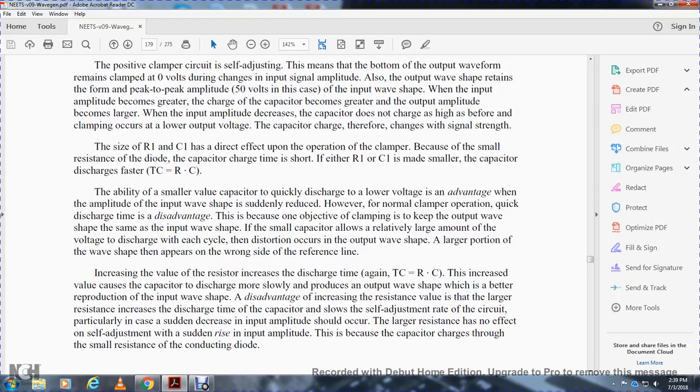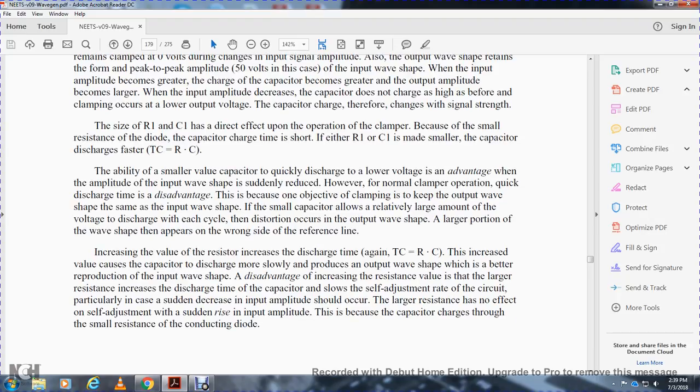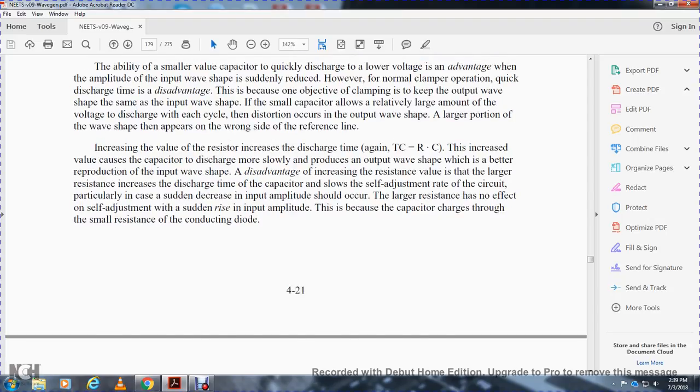If a small capacitor is allowed to discharge a relatively large amount of voltage each cycle, distortion occurs in the output wave shape, with a large portion of the wave shape on the wrong side of the reference. Increasing the value of the resistor increases the discharge time, which is equal to the time constant, the resistance times the capacitance. Increasing the value of the capacitor makes it discharge more slowly and produces an output wave shape with better reproduction of the input wave shape. The disadvantage is that a larger resistance increases the discharge time of the capacitor, which affects the self-adjusting nature of the circuit, particularly with a sudden decrease in input amplitude. The larger resistance has no effect on self-adjusting for a sudden rise in input amplitude, because the capacitor charges through the small resistance of the conducting diode.